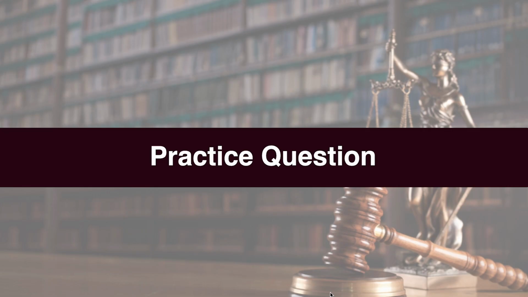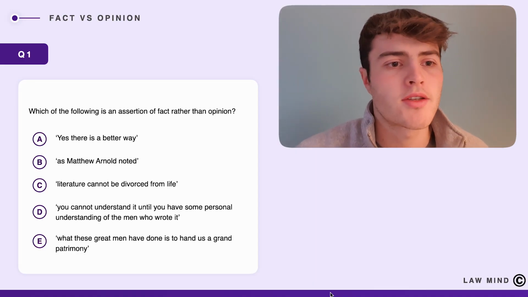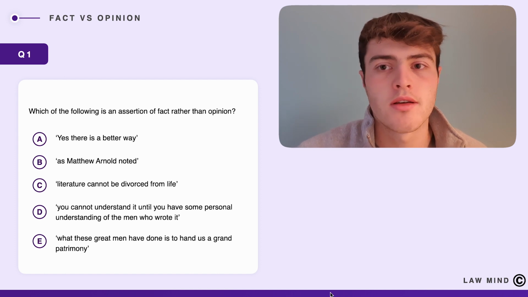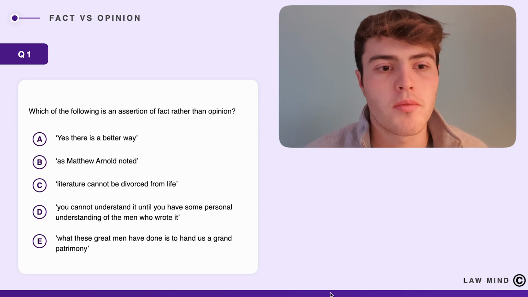Let's try this out in a practice question. I want you to read the following question. It says, which of the following is an assertion of fact rather than opinion? So it's very simply asking you, which one is a fact, not an opinion, so four of them should be opinion-based.